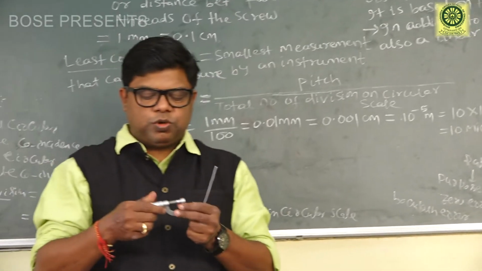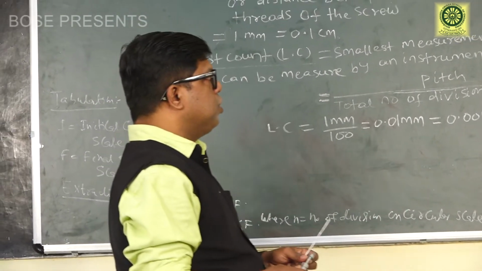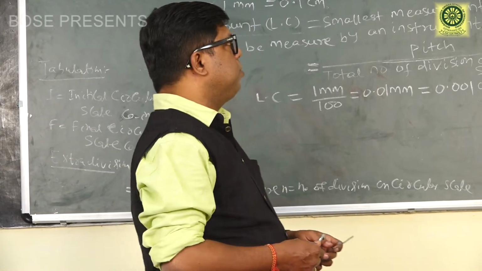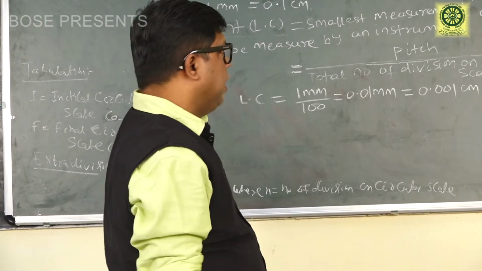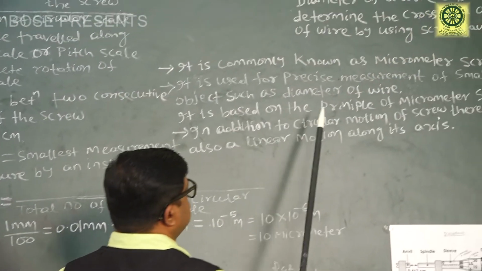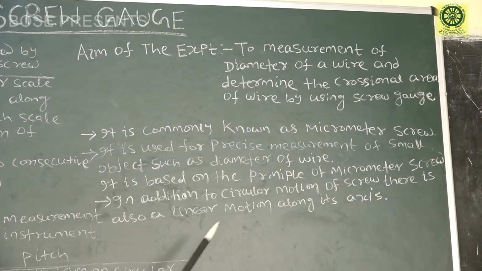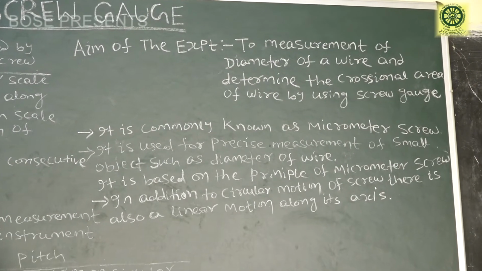This is the screw gauge. This instrument is known as a screw gauge. It is commonly known as a micrometer screw, and it is used for precise measurement of small objects such as the diameter of a wire. It is based on the principle of the micrometer screw.